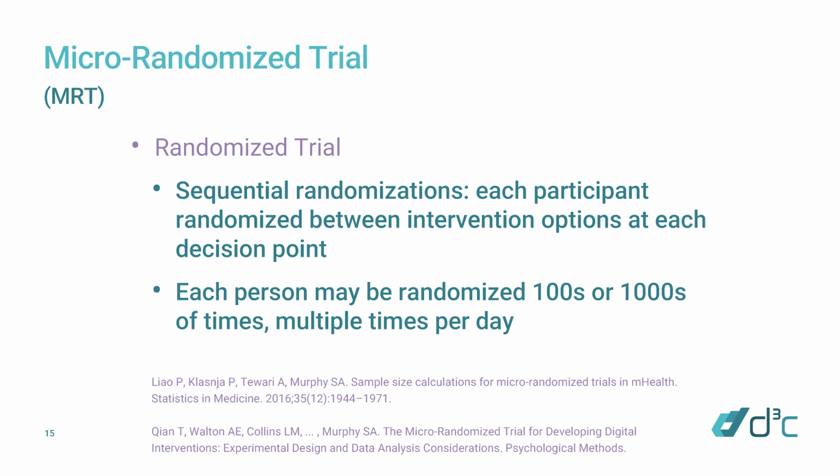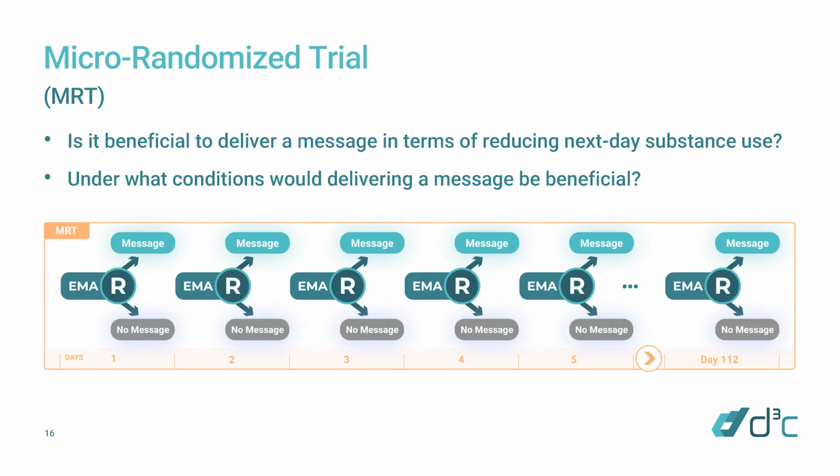Practically, what it means is that the same person can get randomized many, many times, hundreds or thousands of times in the course of the trial, and the length of the time interval between stages of randomizations is relatively short. For example, if I want to answer these two questions, what I can do is I can conduct a trial where every day I collect information about the person's state and context with EMAs and with sensors.